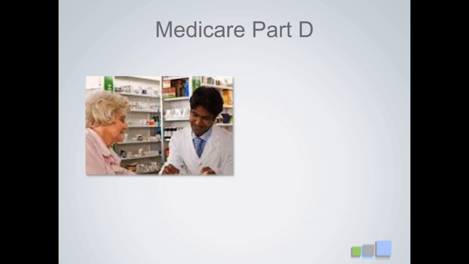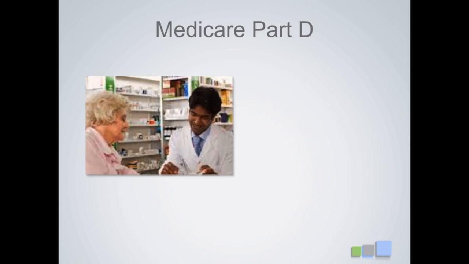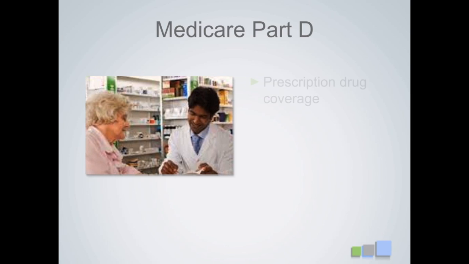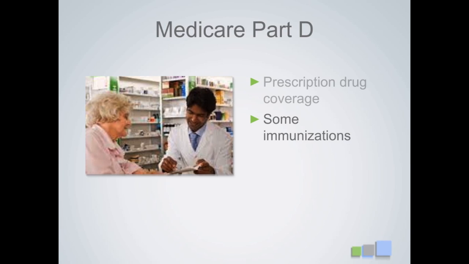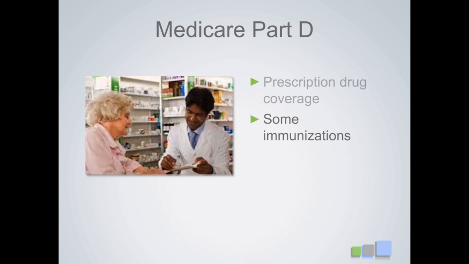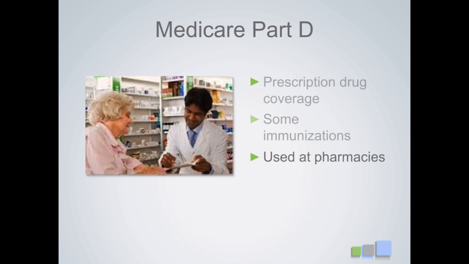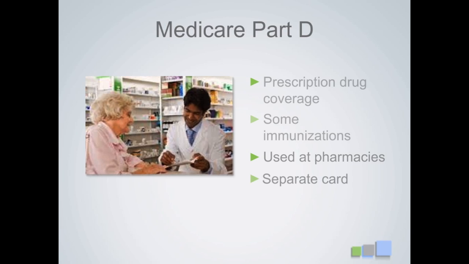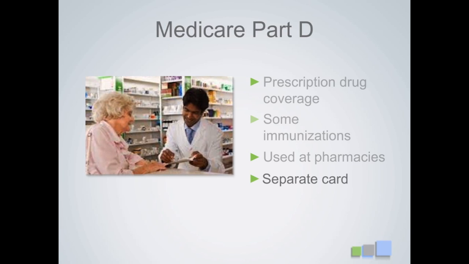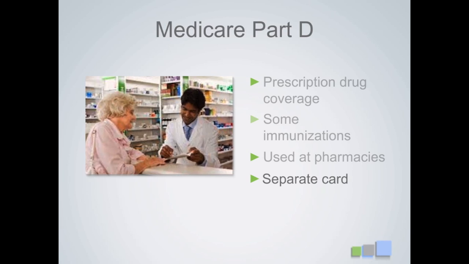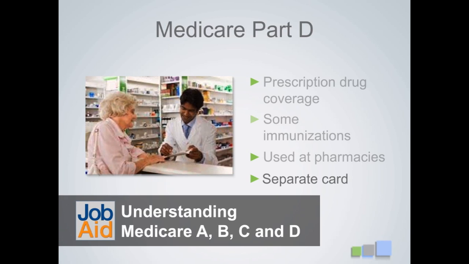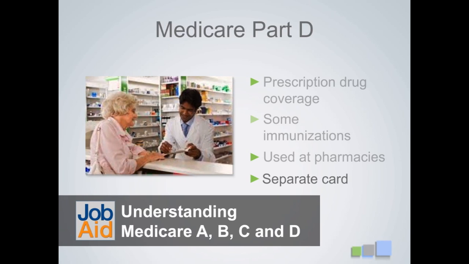Medicare Part D is an add-on benefit that patients can purchase if they choose. Part D plans cover prescription drugs and some immunizations. Specific coverage can vary by plan. Typically, Part D coverage is utilized through pharmacies, and subscribers should receive a separate Medicare Part D card to access their benefits. As a refresher on all the parts of Medicare, you can download the job aid, Understanding Medicare A, B, C, and D.